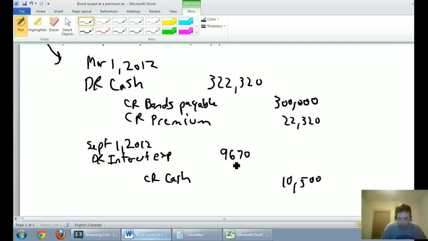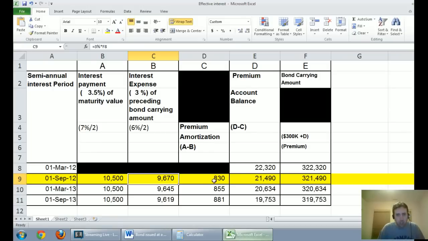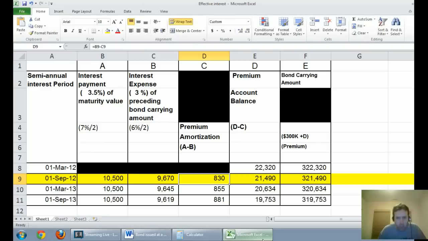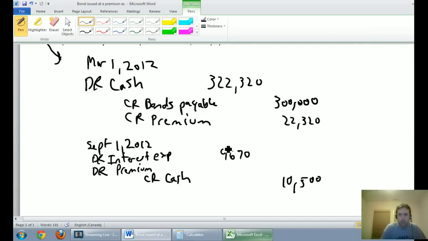And now I can see I'm missing a debit. We've set up our premium of 22,320, and we're going to amortize it, reducing that premium. Our premium amortization is 830. We want to reduce that premium by 830, and we're going to continually reduce the premium until the day that we pay back the bond. So debit premium by, what was it, 830? Yeah, 830. And we're all set. September 1st, 2012 couldn't be more straightforward.